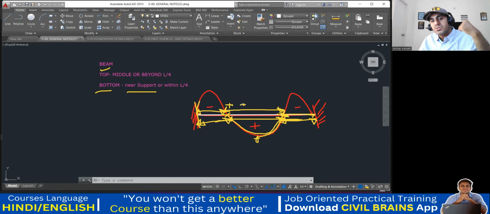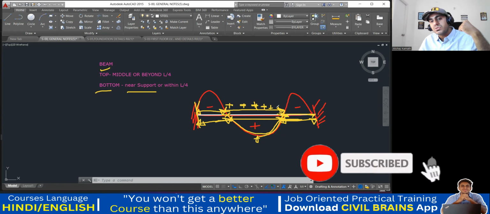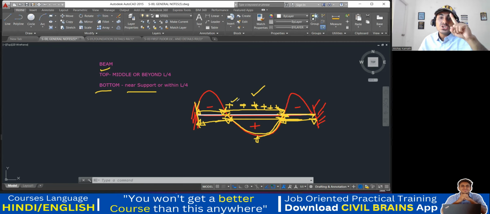It can be here also. It can be here. That is up to you. You need to decide whether you want exactly at the middle or you want it somewhere here. But it should go beyond L by 4. L by 4 means this much distance, whatever we have, no? This much distance we consider as L by 4.